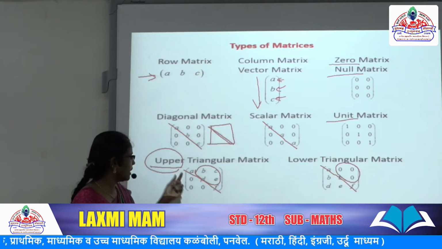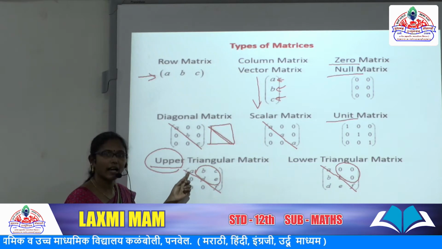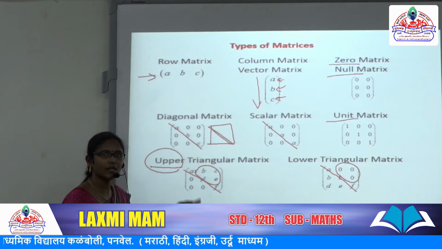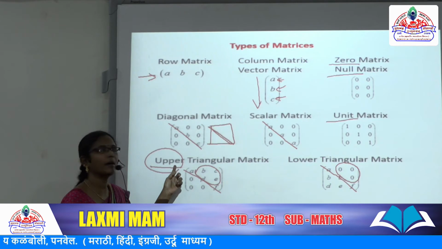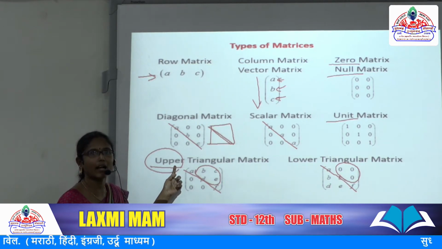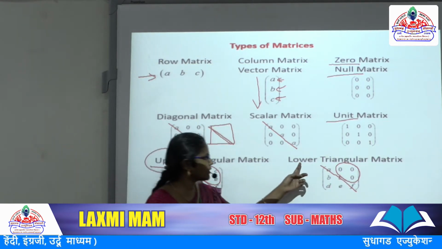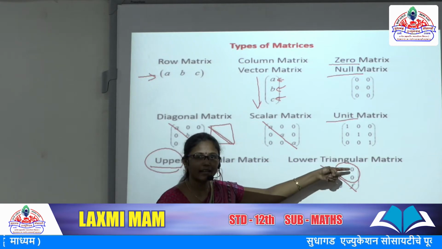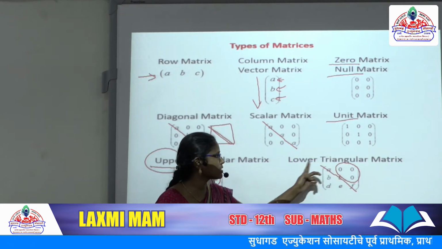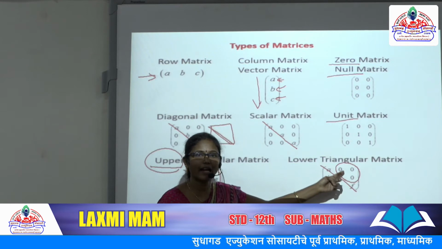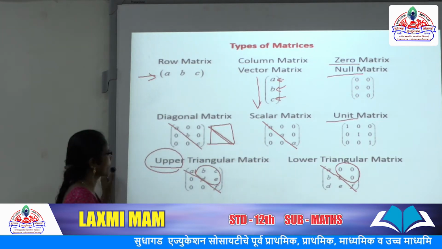Is it clear? If below the diagonal the numbers filled are 0, then the matrix is called an upper triangular matrix. If above the diagonal the numbers are filled with zeros, then it is called a lower triangular matrix. Okay.